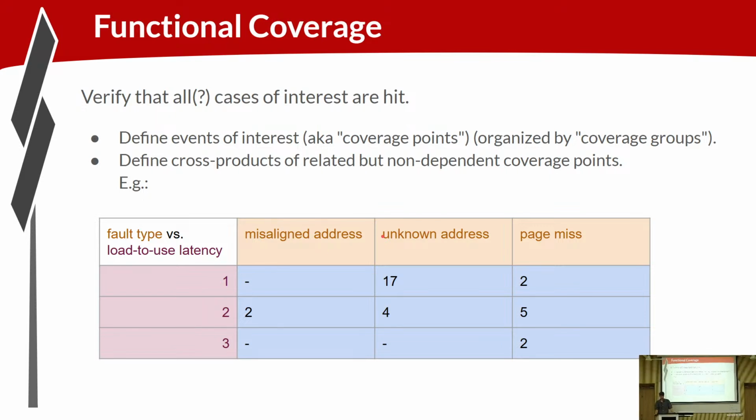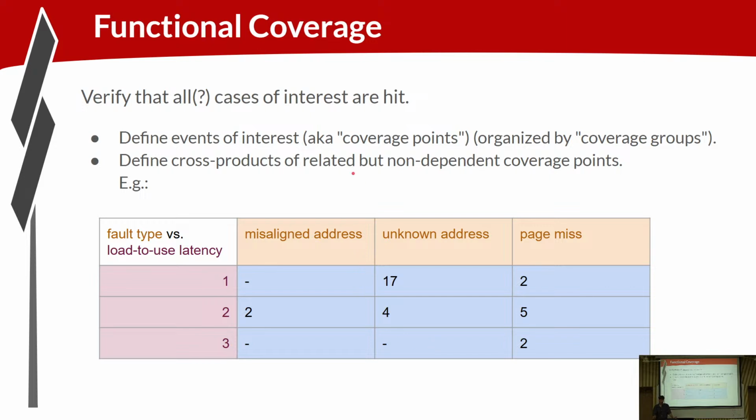So maybe we want to detect all these exception conditions that relate to memory with different load to use latency. We create this coverage matrix. Then we run simulations and collect the coverage data, which might look something like this. So very often we have this unknown address with a load to use latency of 1, but we never do a misaligned address with that latency. And that guides our test development. So we can try to tune either the focus test or the knobs on the random test generation, etc., to make sure we're getting good coverage across the board.